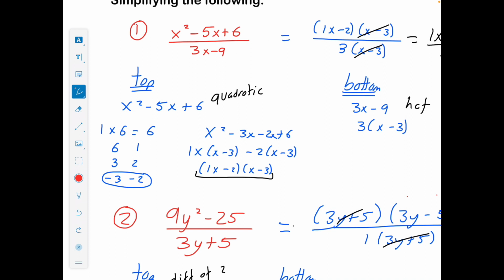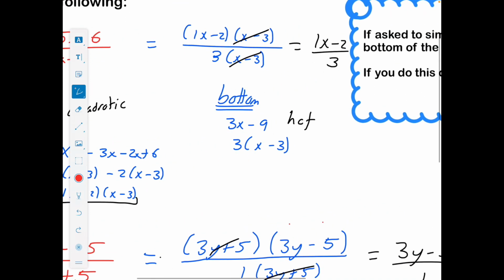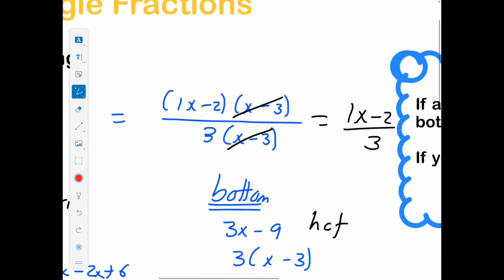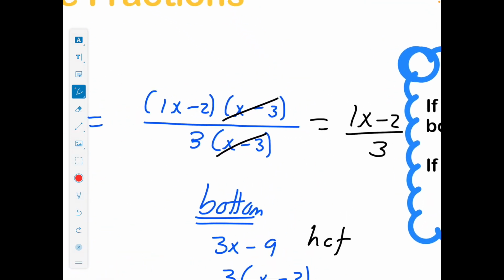Okay, so the top is quadratic, the bottom then 3x minus 9. Okay, I think 2 terms in it, so it's either highest common or difference of 2 squares. 3 is not a square number, so it is highest common factor, so we can pull out a 3 from both bits. Okay, now I put my top and bottom back together, and something should cancel. So we notice there's an x minus 3 on top and on bottom. Just cross them out, and you will be left with the 1x minus 2 all over 3.